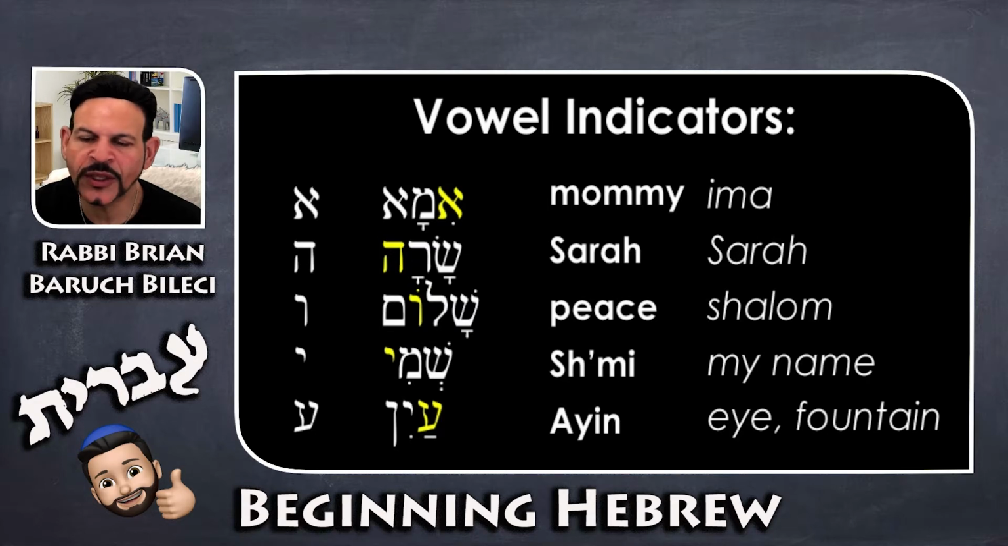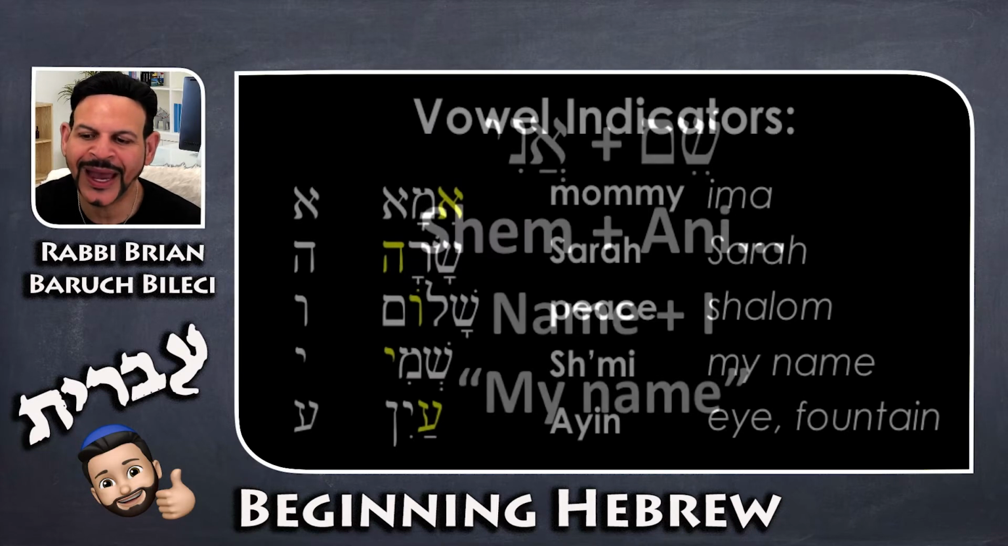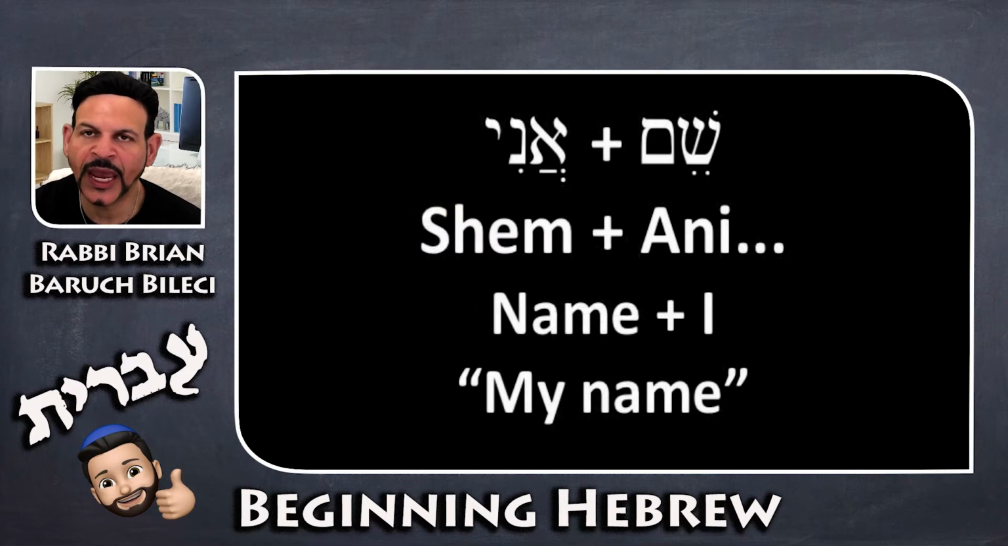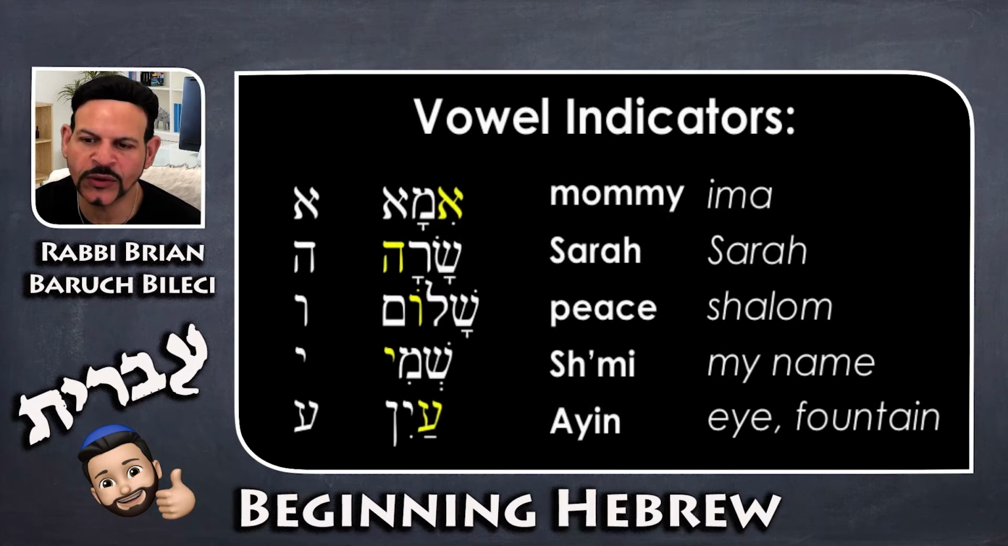So we also have the letter Yud in the contraction of Shem and Ani, name and the pronoun I, to mean my name, Shmi. So that is Shem and Ani contracted to give us Shmi, and the Yud is holding the vowel preceding it. And so we see that is elongating that I vowel, the same I we saw in Ima, but in this case it's a long I, and it's Shmi.